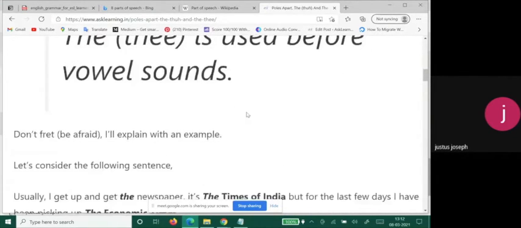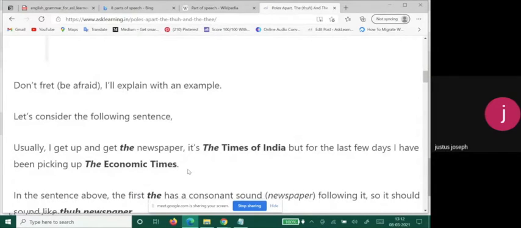Okay. But let me read this sentence in one more way. Usually, I get up and get the newspaper. It's the Times of India. But for the last few days, I've been picking up the Economic Times. I can say it like that also. The change I have made is adding "the" before it. Do you know why? Because it is a noun, a proper noun. What is the Times of India? It is not the name of an event. When you mention the name of an event, you can use "the".